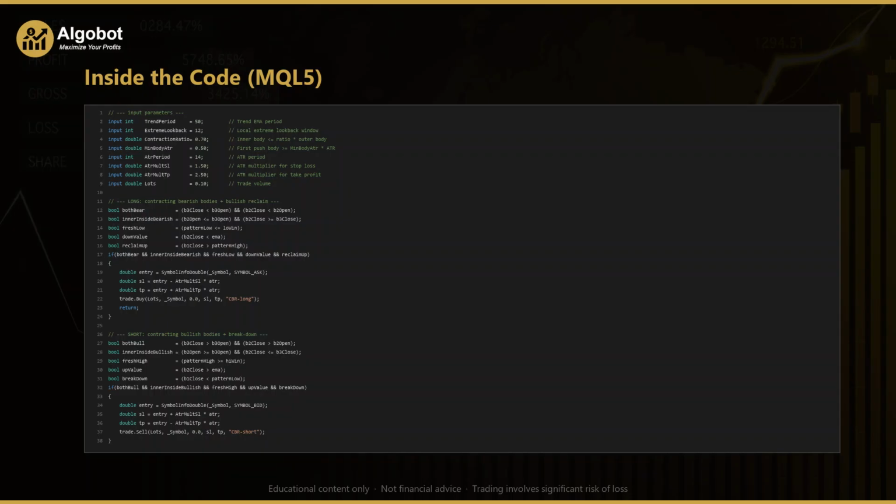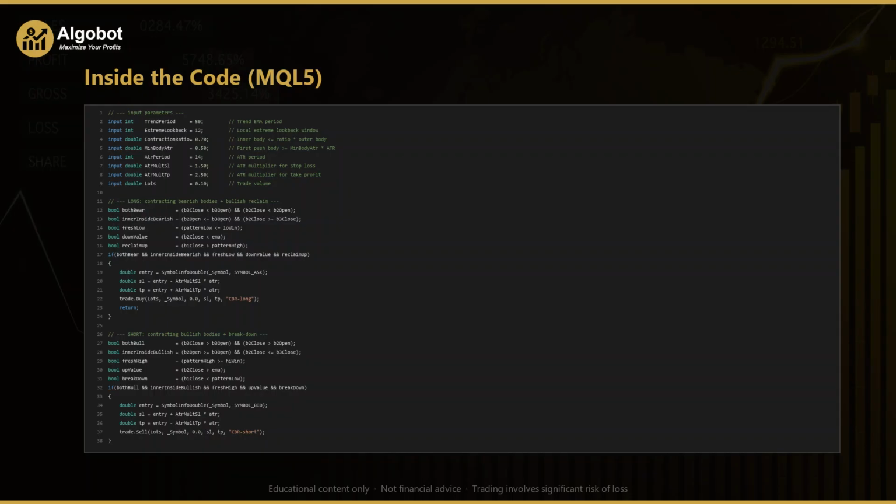Contraction ratio decides how much smaller the inner body must be, and MinBodyAtr sets how large the first push must be relative to volatility. ATR period, ATR multiple SL, and ATR multiple TP handle the volatility measurement and the stop and target distances, while lots sets the trade size. Below that is the long block.